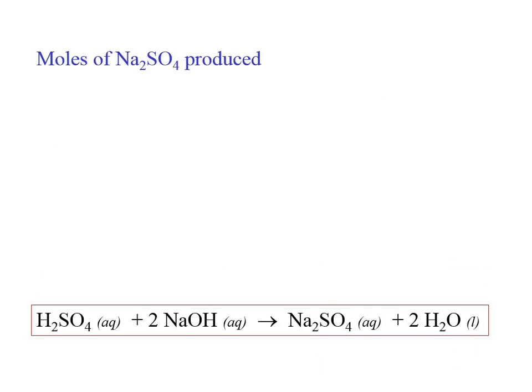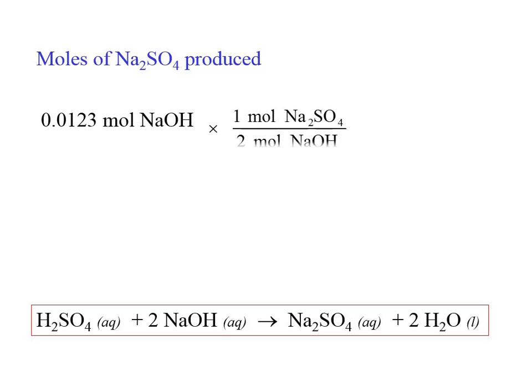So here's what that looks like. Like I said, we're going to piggyback a few slides ago. We knocked out the moles that must have been in that volume and that concentration of NaOH, which is 0.0123 moles of NaOH. And the stoichiometry between NaOH and Na2SO4 is 1 mole Na2SO4 per 2 moles of NaOH. So that's exactly what's going to go next. 1 mole of Na2SO4 over 2 moles of NaOH. And moles of NaOH cancel, and actually we're done. That's the step that we wanted to get to.